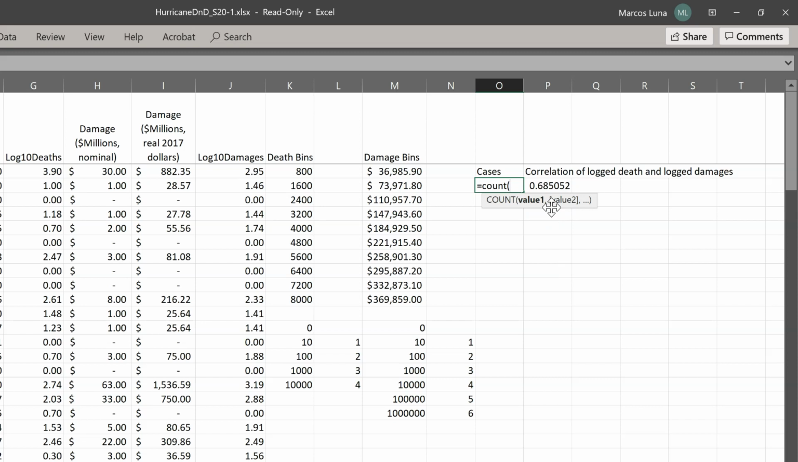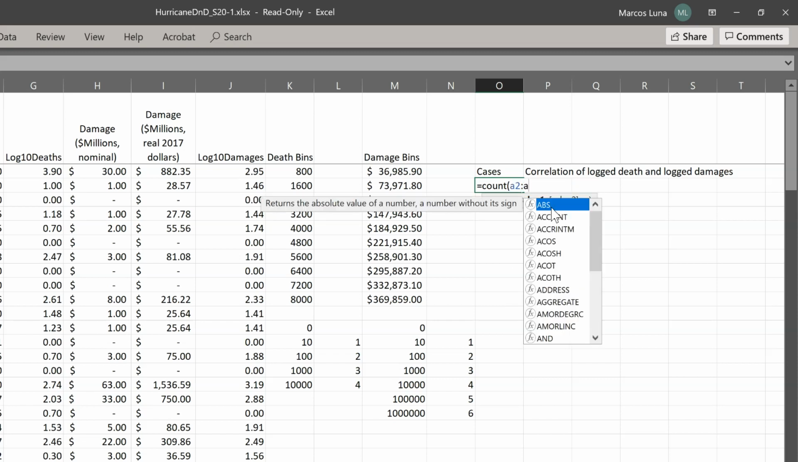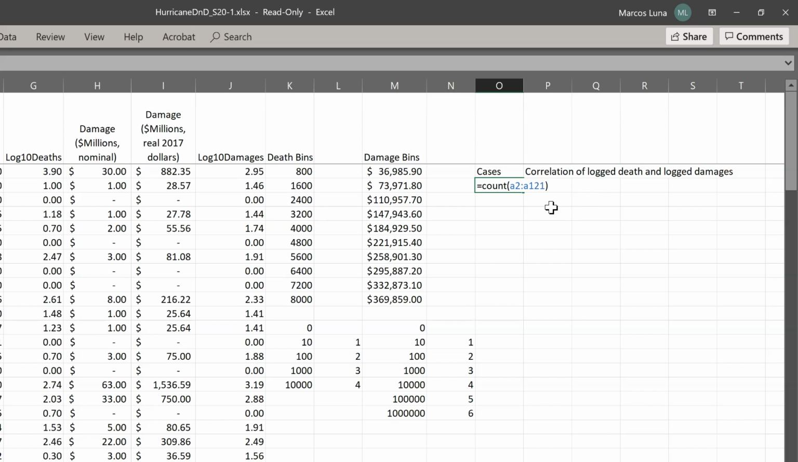So I'll just count the date column to give us a number. So count A2 to A121. So we've got 120 cases, 120 records, right? Data is 120 years of data. So that's what we need.